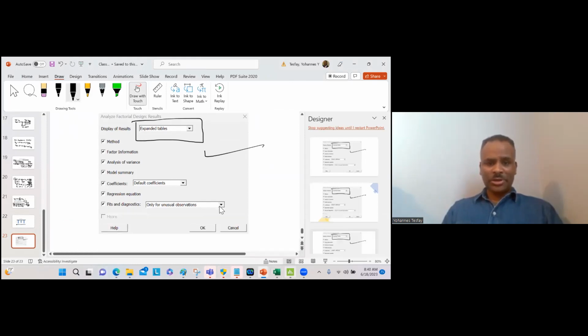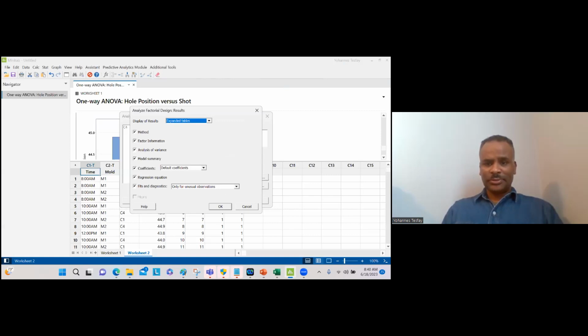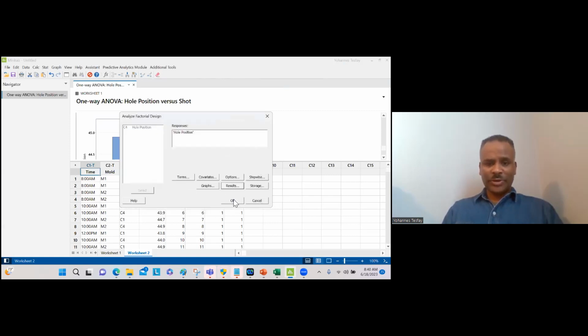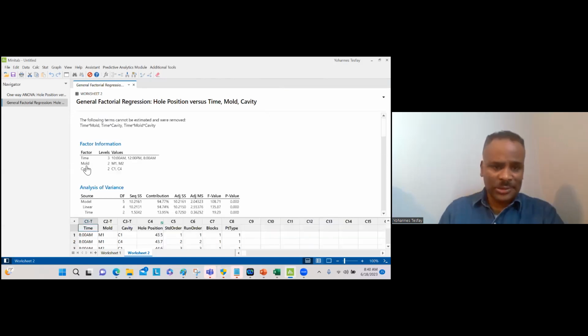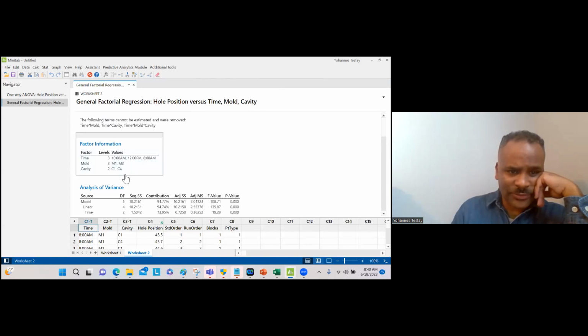Then I'm going to say okay. Then storage, I don't need any storage right now. Then I'm going to say okay. Good. You see? So this is level information, factor information, set actual. Time, 3 levels, mold, 2 levels, cavity, just like that. So I'm going to copy as a picture.